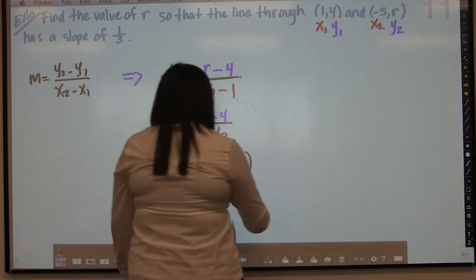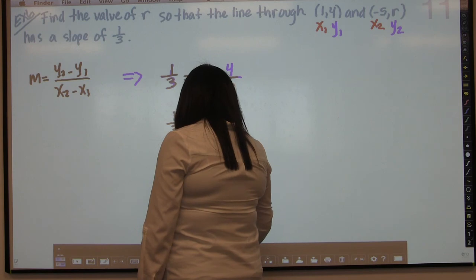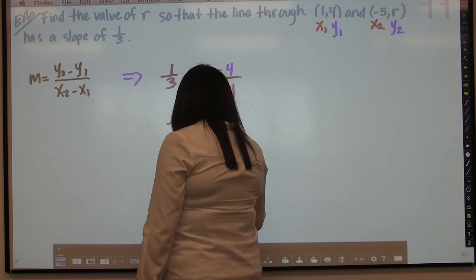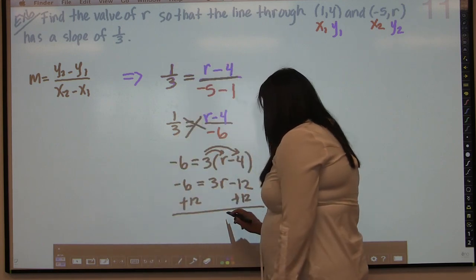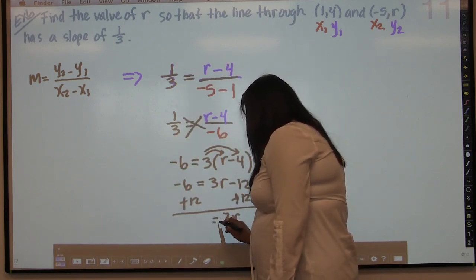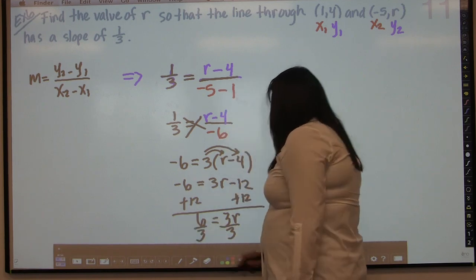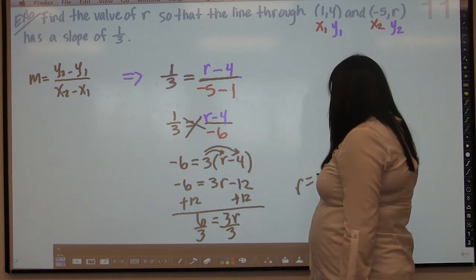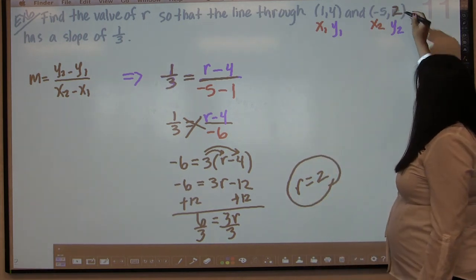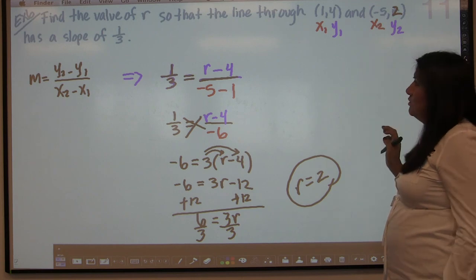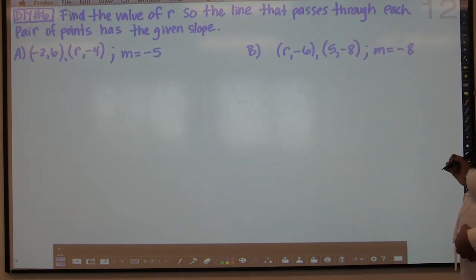To solve for r, I'm going to add 12 to both sides. Sorry, I don't know why I put divide. But I'm going to add 12 to both sides. So I get 3r equals 12 minus 6 is 6. Divide by 3. And it turns out that r equals 2. So that means that if I put a 2 right here, then the slope of those 2 points will be 1/3.